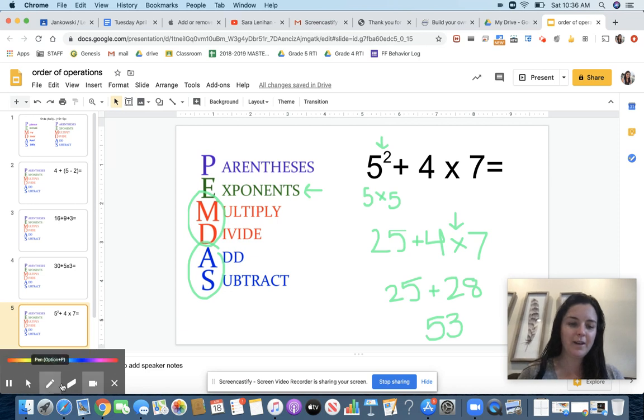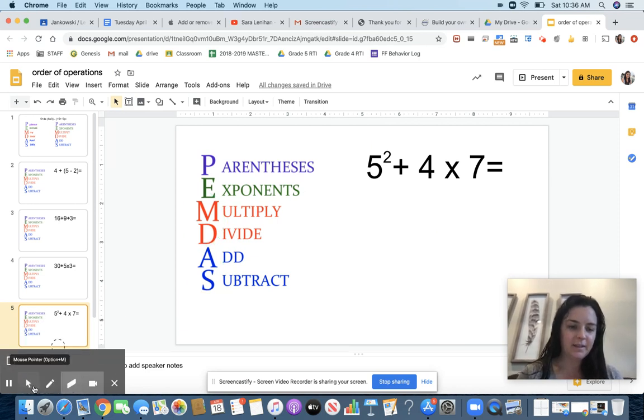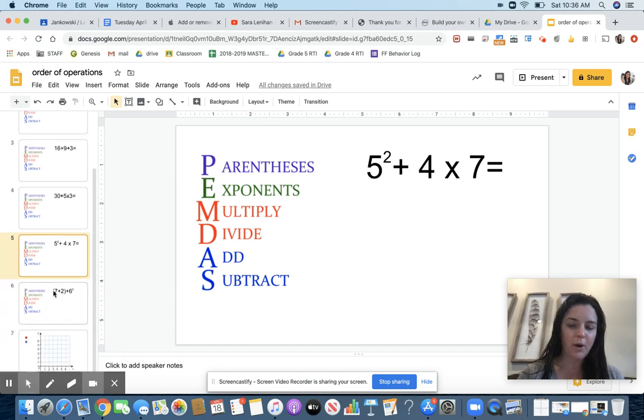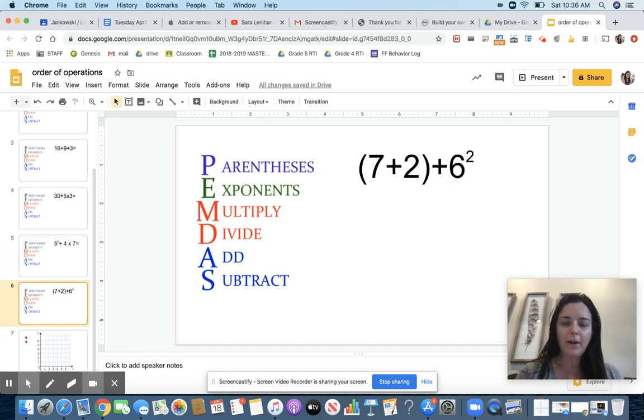Just checking my work quick in my head. All right, let's see, one more. This one, I see a lot of things. I see parentheses, I see exponents. So let me walk through my order of operations to figure out what I do first.